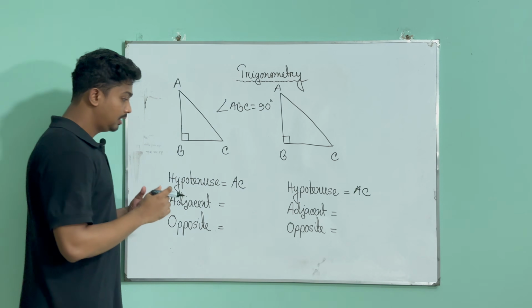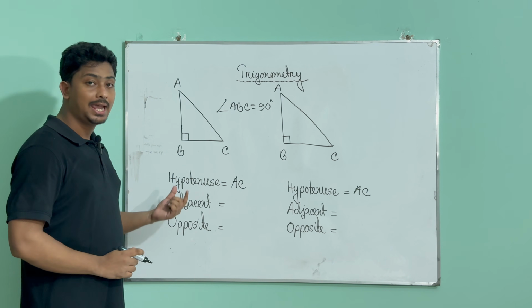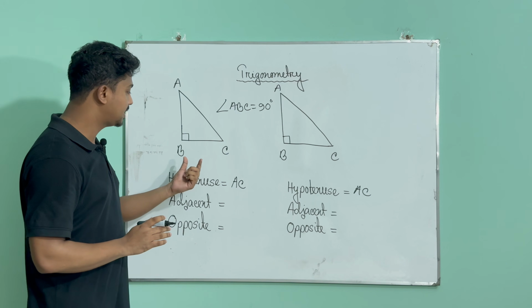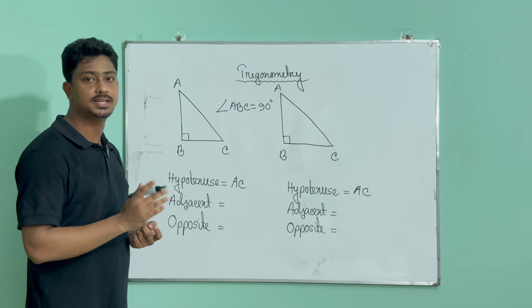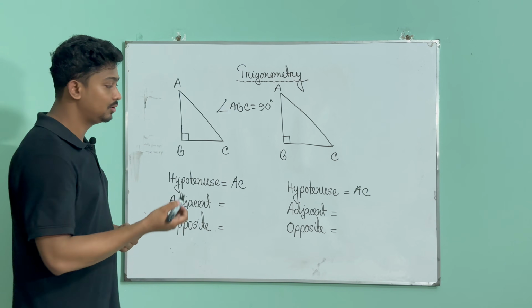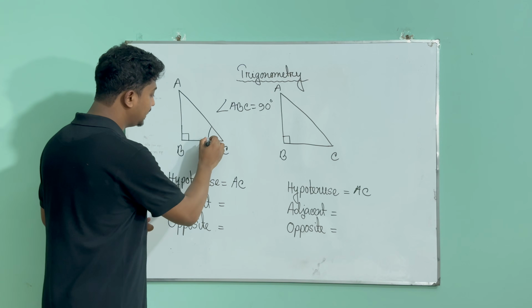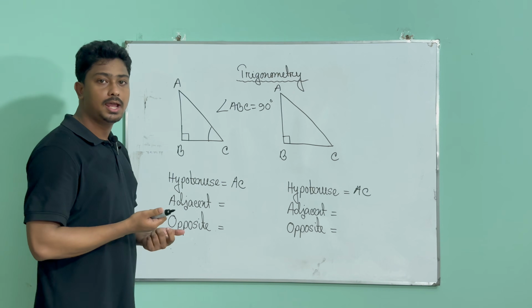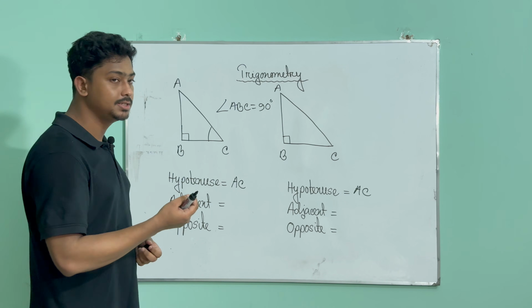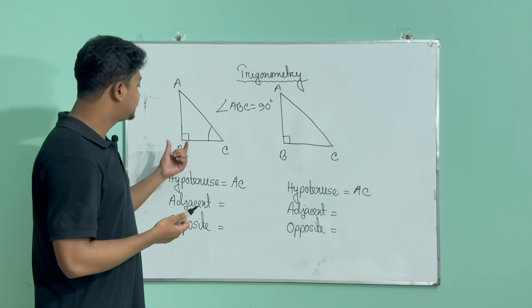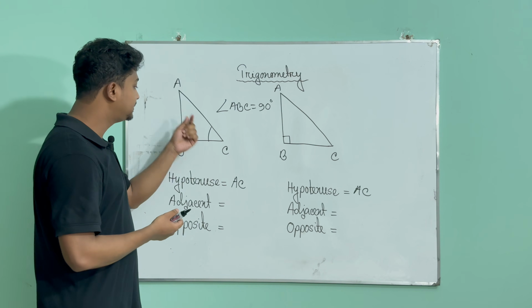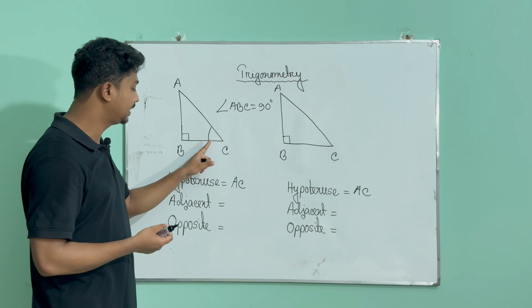Now, about adjacent and opposite. Adjacent and opposite are not fixed. We cannot say that this one is always the adjacent or this one is always the opposite. It depends on the angle. So let's see, we have this angle here, angle ACB. What do we know about angles? When two sides meet, they create an angle, right? Which sides are creating this angle? One is AC, the other one is BC. So AC and BC are meeting and they are creating this angle.